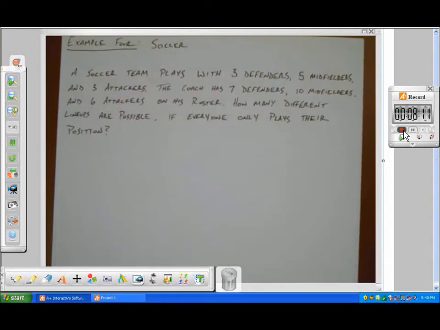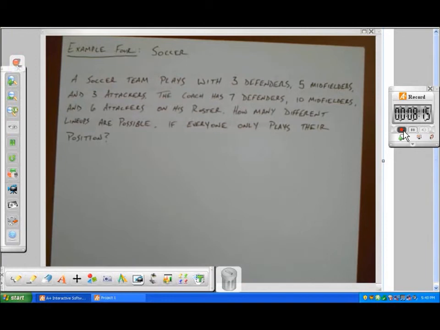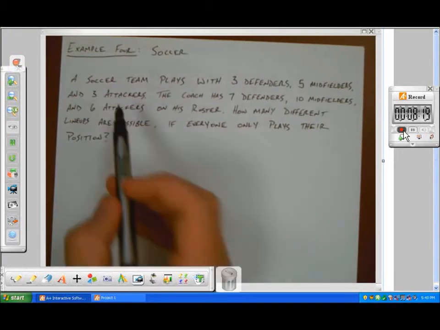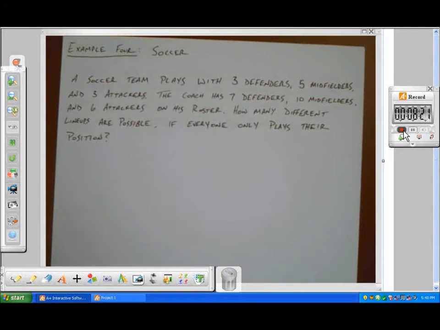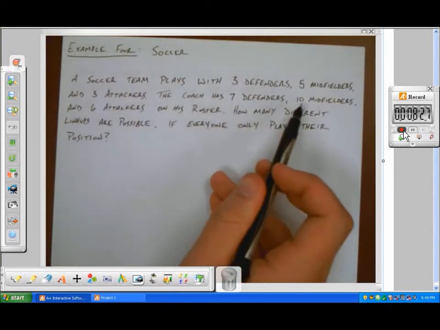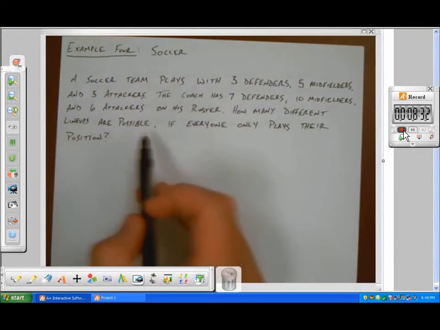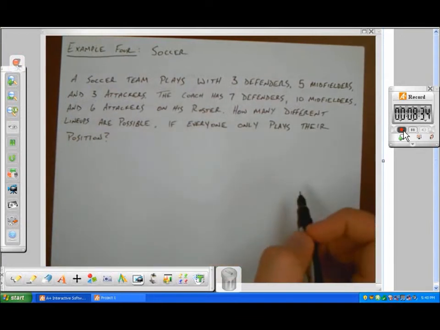Soccer. A soccer team plays with 3 defenders, 5 midfielders, and 3 attackers. The coach has 7 defenders, 10 midfielders, and 6 attackers on his roster. So he could pick from those people to play in the spots. How many different lineups are possible if everyone only plays their position? Well, this sounds like a fundamental counting principle that we'll use.